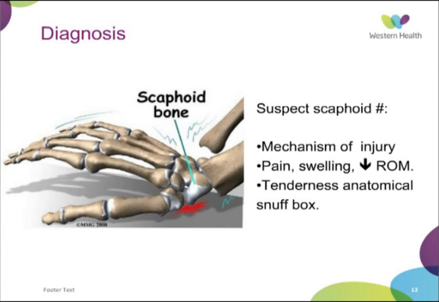When diagnosing a scaphoid fracture, commonly we'll see someone that has fallen on an outstretched hand, where the mechanism is a hyperextension of the wrist with radial deviation. If someone comes in with that history and they're complaining of pain, swelling, and also tenderness, we need to suspect that they've fractured their scaphoid.